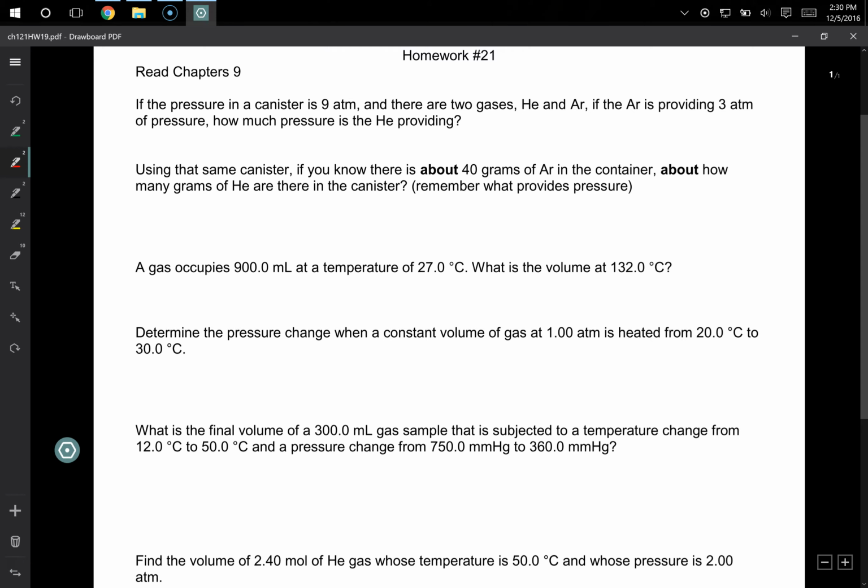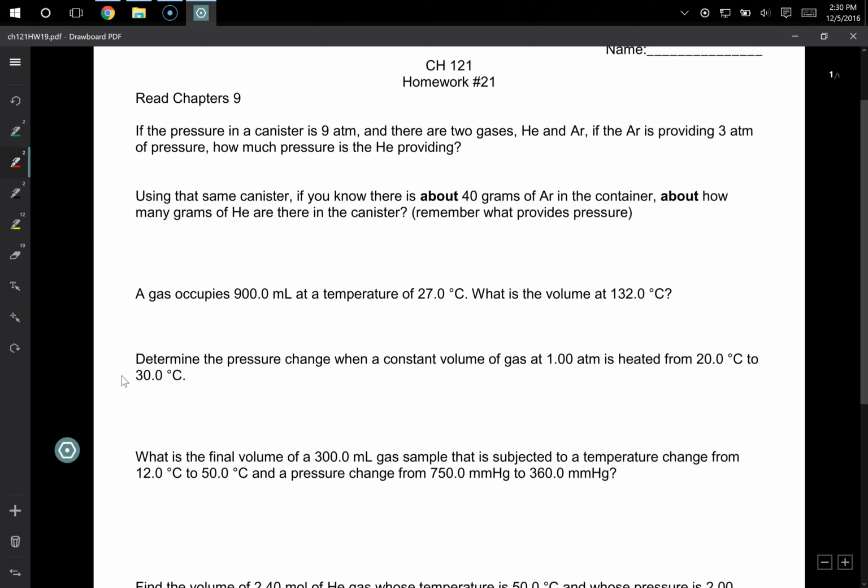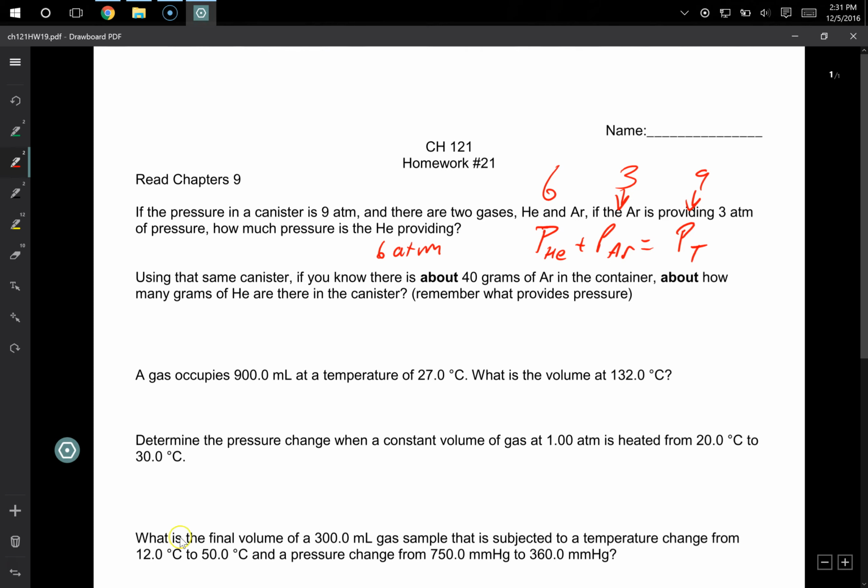Everyone's like, I'm not doing any parts, and I was like, okay. This first one up here is about pressure in a canister, helium and argon. If the pressure is 9 atm and there are two gases, helium and argon, and argon's providing 3 atm, how much pressure is the helium providing? 6 atm, because the pressure of the helium plus the pressure of the argon equals the total pressure. So if that's 9 and that's 3, then that guy's got to be 6. You can see that.